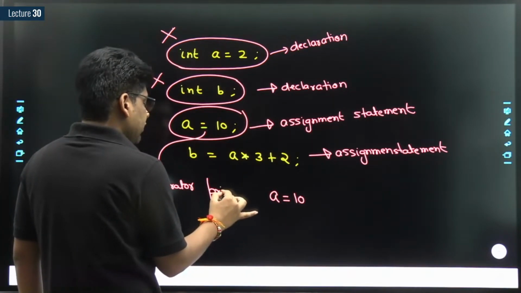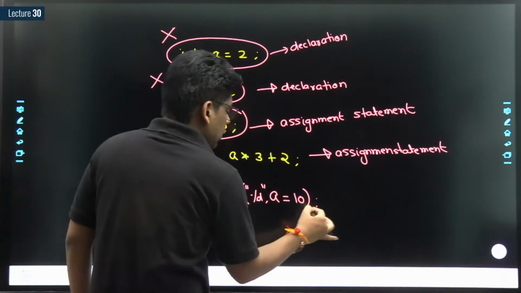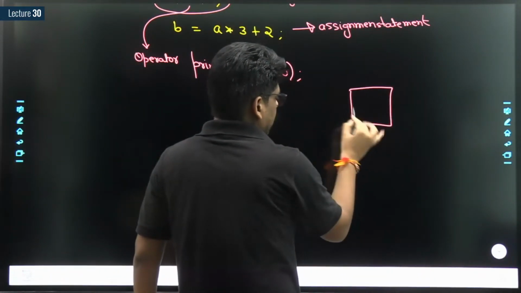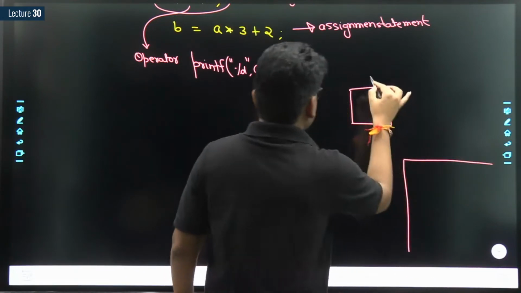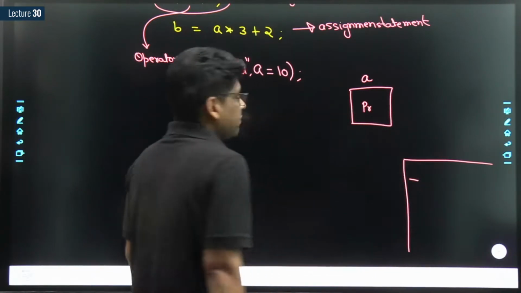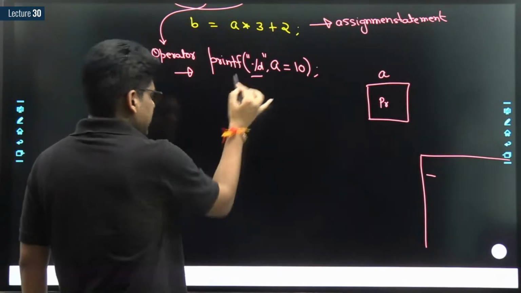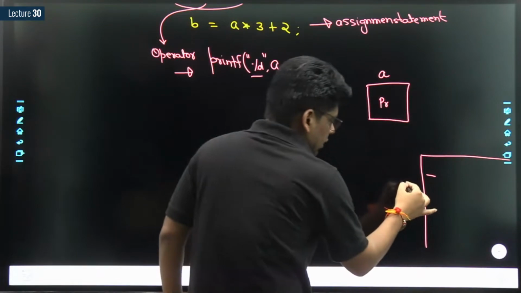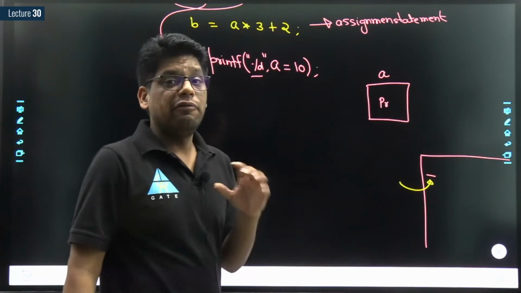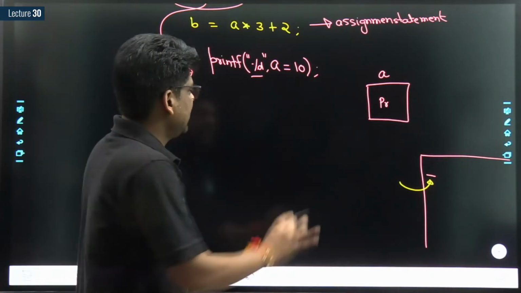For example, if I ask you printf("%d", a = 10), how does it work? First of all, try to understand. This is a. Let us suppose it has some previous value. When this printf executes, by looking at %d, the compiler gets to know that some integer value is to be printed. But from where to collect that value? Go to the expression after the comma.